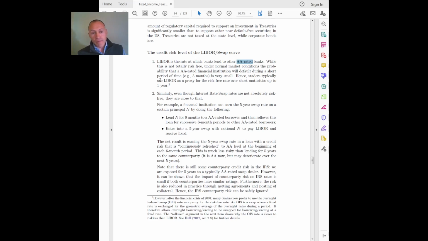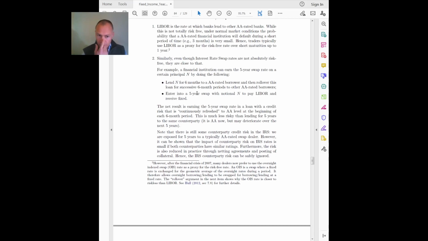Now the second part of the curve, this swap part that starts from 1 year and extends out to 30 years, is not so easy to see why we should look at that as risk-free. But the argument is the following. What I can do is this. I can do a strategy whereby I do two trades, okay?